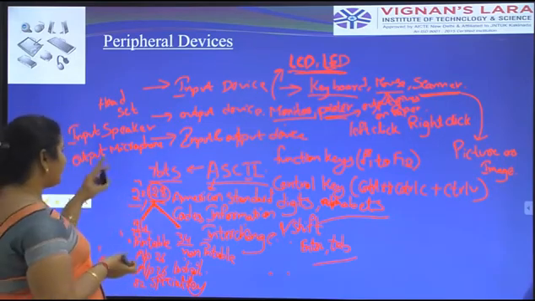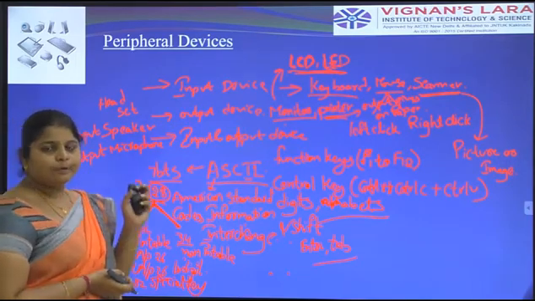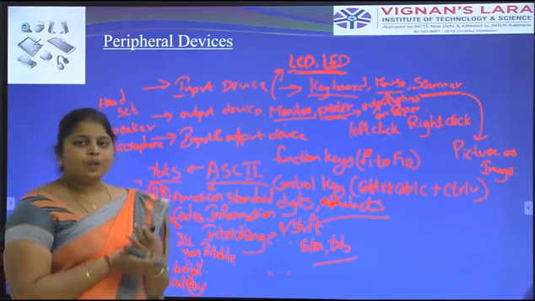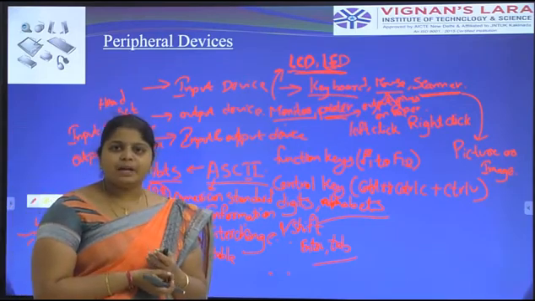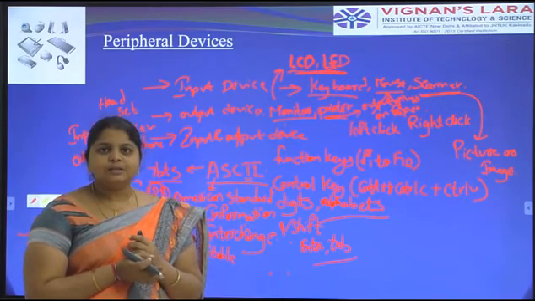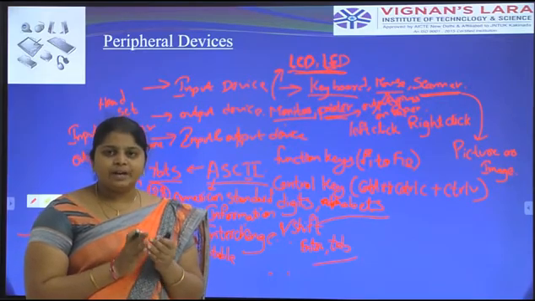Speaker and microphone are the next example of the input and output device. This is nothing but peripheral devices. What are peripheral devices? Peripheral devices means external devices that are connected to the computer, that the user can touch and feel. That is known as peripheral devices.